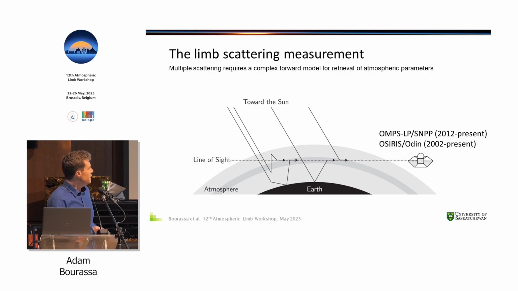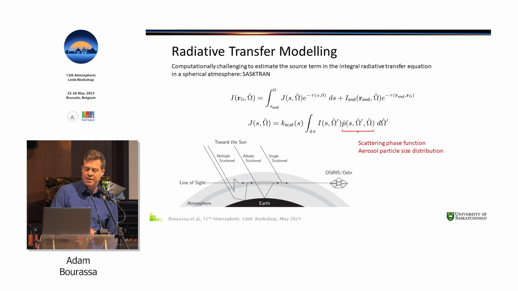Of course, we need a complex forward model to handle the multiple scattering processes in the atmosphere. This has to handle the atmosphere-to-atmosphere multiple scattering, as well as the reflection from the Earth's surface and then subsequent scattering in the atmosphere. So here I show the integral form of the radiative transfer equation.